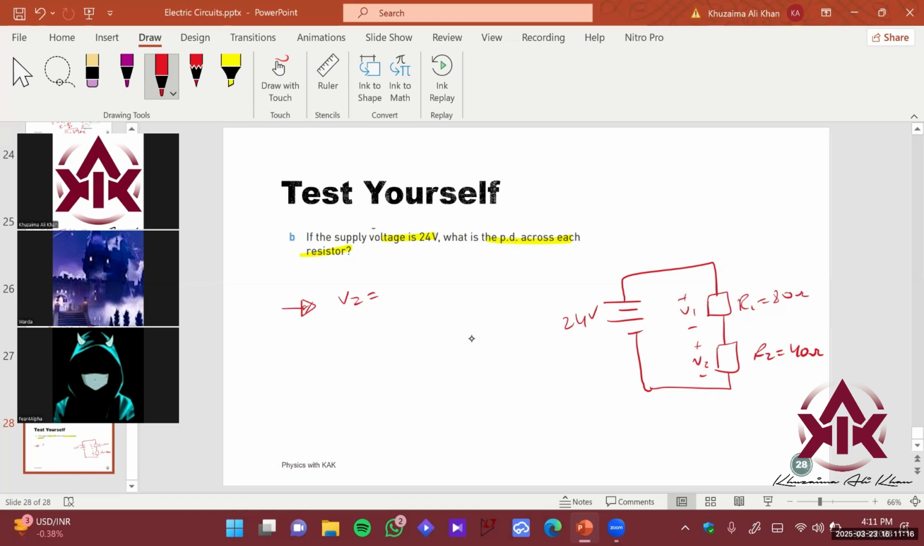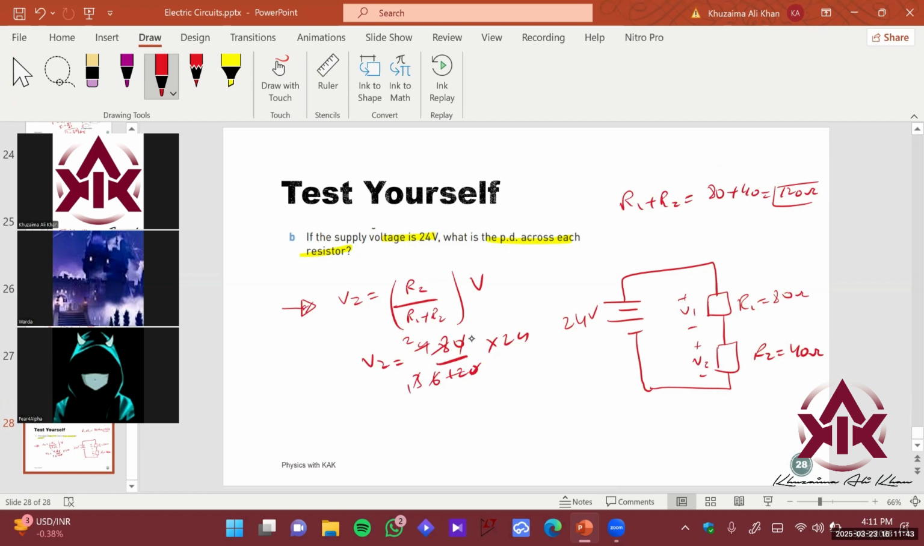The V2 is going to be what? It's going to be R2 upon R1 plus R2 times the V of the battery. So R1 plus R2, let's quickly do it. It's basically 80 plus 40, which is 120 ohms, right? So now let's find V2. The V2 is 80 upon 120 times 24. So this 0 cancels out. 2 8s are 16, right? 16 volts is here. The V2 is basically having a drop of 16 volts.